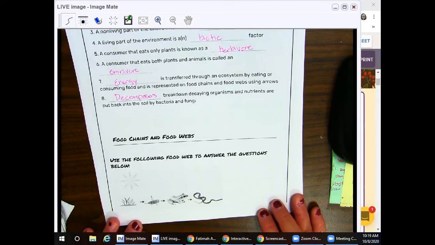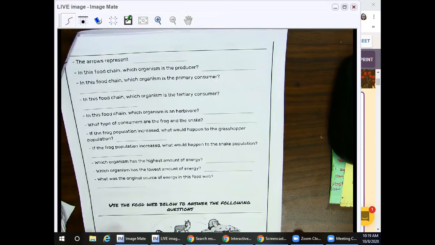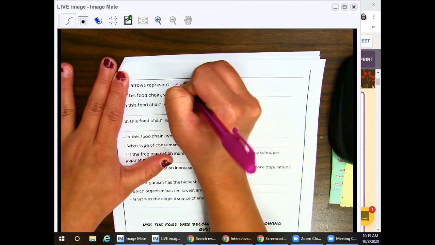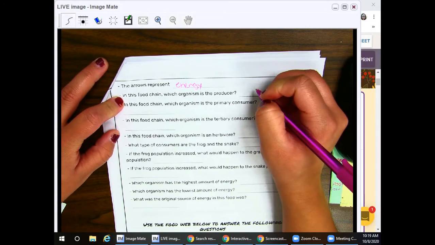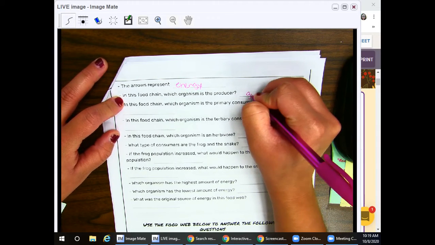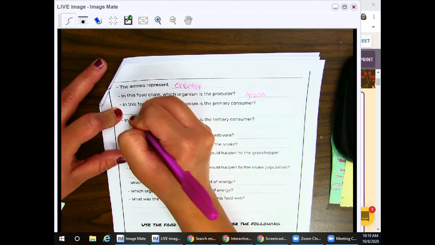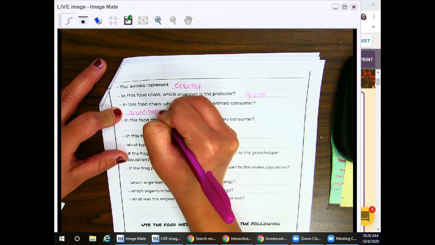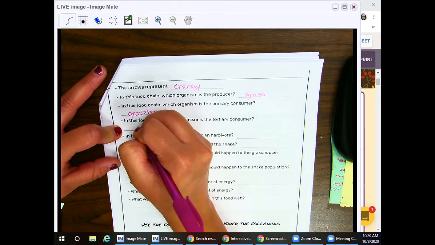So now we're going to use the following food web to answer the questions. The arrow represents energy. In this food chain, which organism is the producer? The grass. Which organism is the primary consumer? The grasshopper. Which organism is a tertiary consumer? The snake.